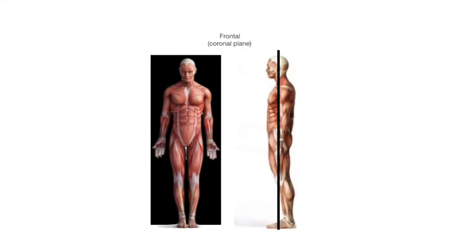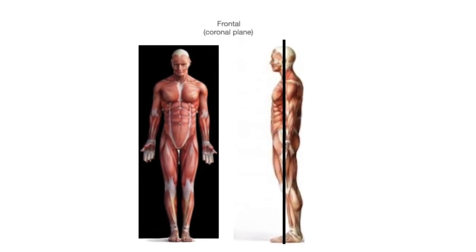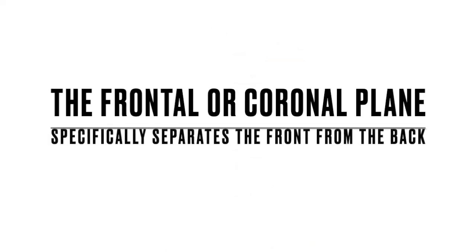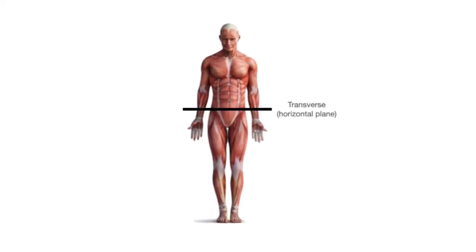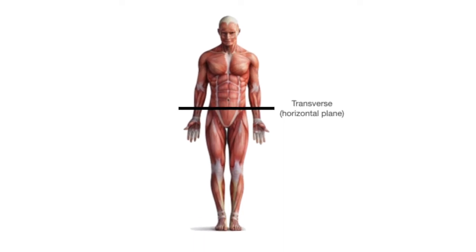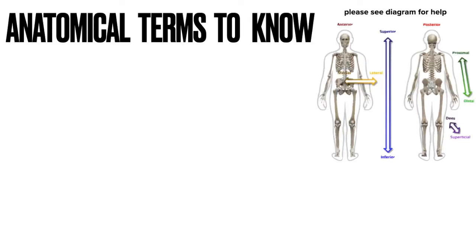Then we have the frontal plane that divides the body into front and back sides. So the frontal plane will go straight down, separating the front from the back. The frontal plane is also known as the coronal plane, and then we have the transverse plane, which cuts the body straight across, and this is going to be cutting it top from bottom. This is also known as the horizontal plane, so it's going to cut the body from top to bottom. Now, it doesn't matter necessarily where it is. Now, here's some anatomical terms you're going to need to know.